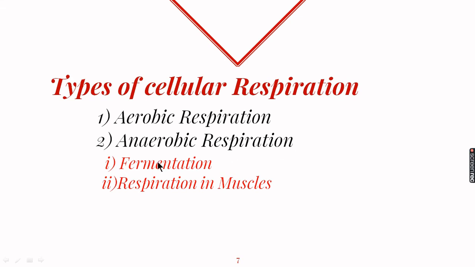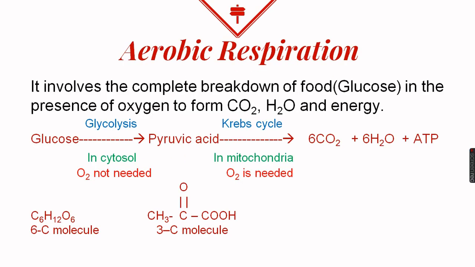And anaerobic respiration can further be divided into fermentation and respiration in muscles. So we will now see all these types of reactions in detail. First, we will see aerobic respiration, which we know is a complete breakdown of food in the presence of oxygen. Now, it involves two steps. First step is glycolysis and second step is Krebs cycle.